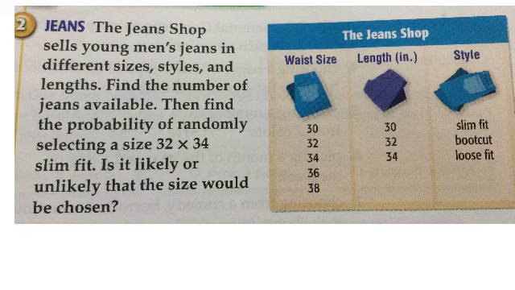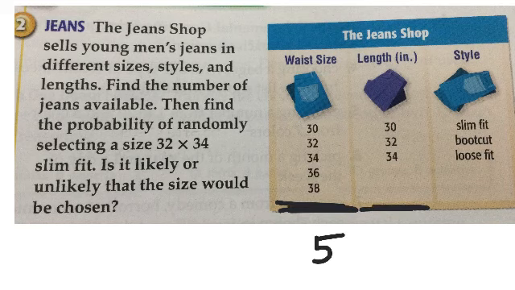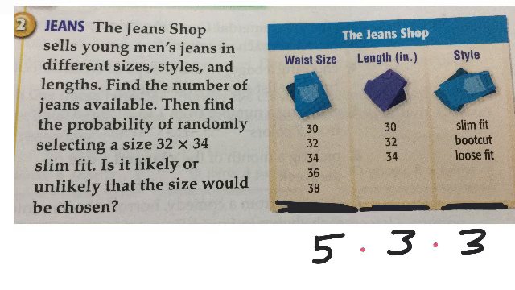So to figure out how many different outcomes there are, how many choices do we have for the waist size? 5. How many choices do we have for the length? 3. How many choices do we have for the style? 3. So those are my 3 different events. So to find how many possible outcomes there are, we would just multiply. 5 times 3 times 3. If I multiply 5 times 3 times 3, I find that there are 45 different possible outcomes.